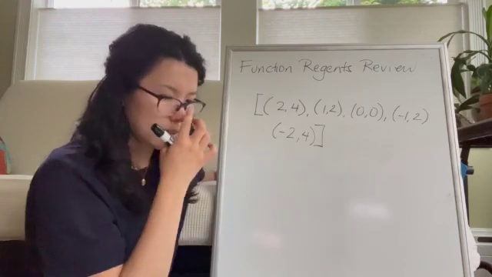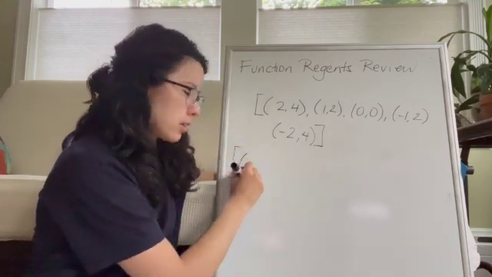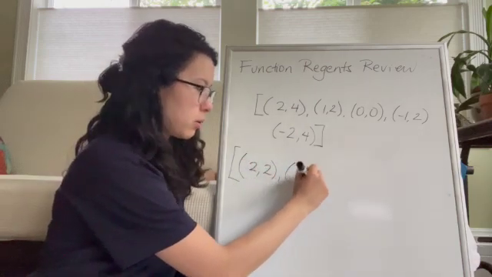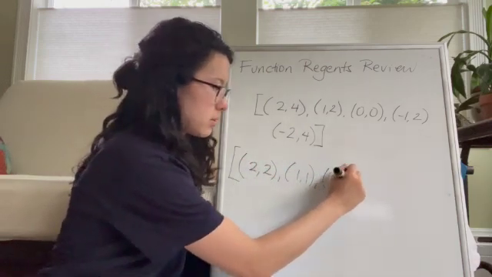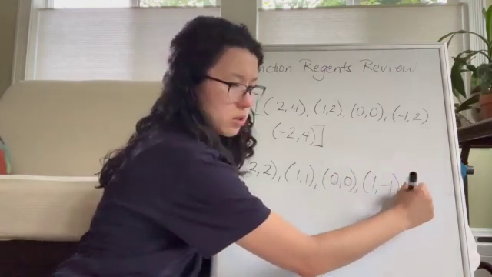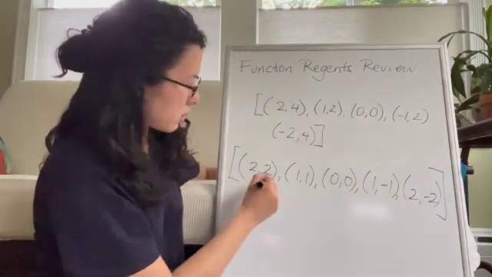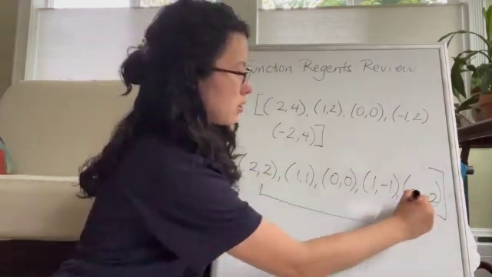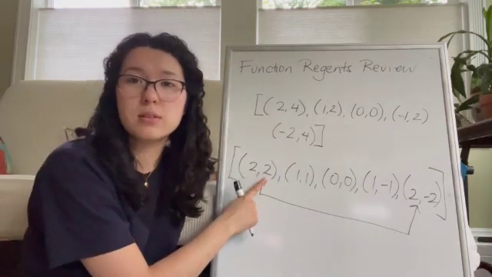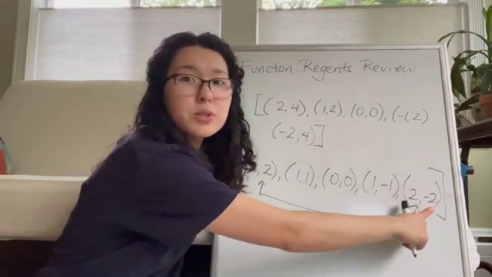On the other hand, letter D is not a function. So let me show you what that one looks like. That has ordered pairs (2, 2), (1, 1), (0, 0), (1, -1), and (2, -2). So as you can see, there's actually a couple of them where the same input, so for here, 2, has 2 different outputs. Here its output is +2, and here its output is -2.